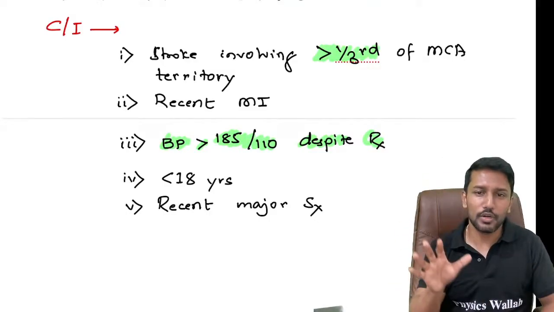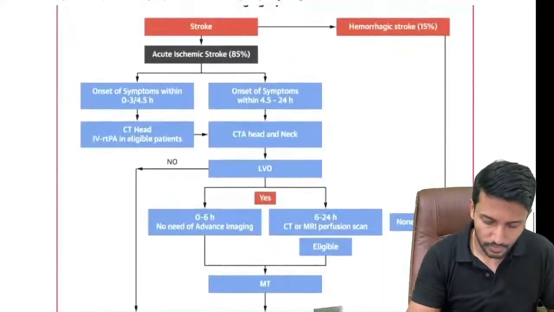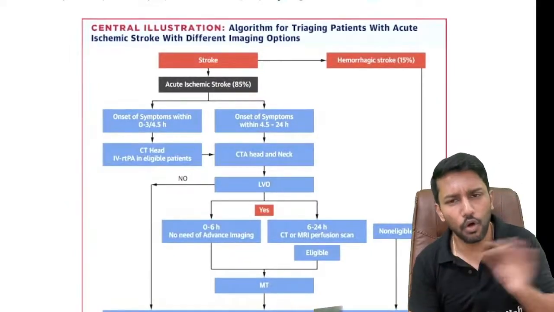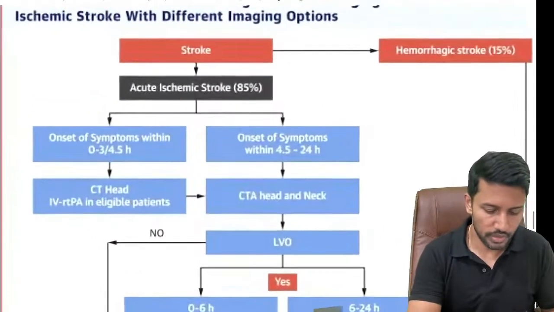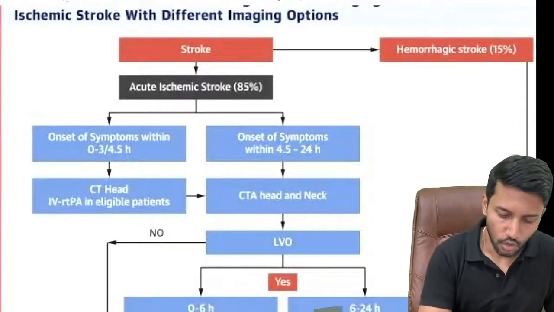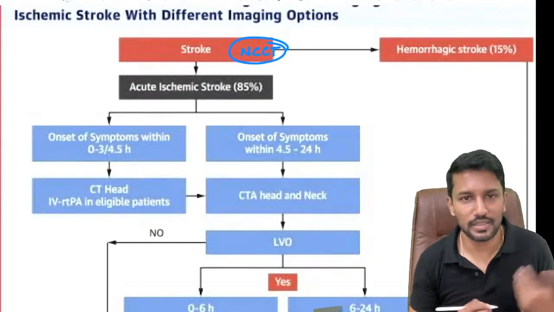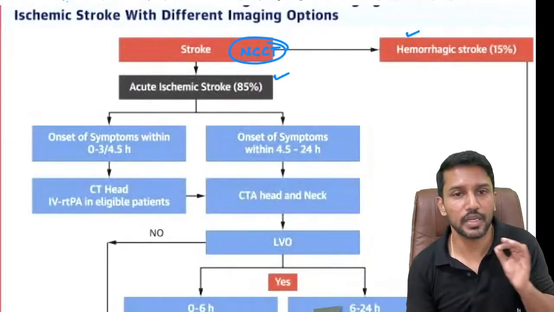Now, for us to understand the flow of the process, there is a simple algorithm from the American Heart Association. If you remember this algorithm, you will be able to get all the questions about decision making right. What we need to do when we get a patient with stroke, the first thing we will do is the non-contrast CT, right? As you know, that is the investigation of choice that will help us differentiate whether it is hemorrhagic stroke or ischemic stroke.